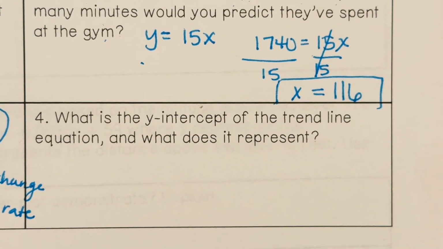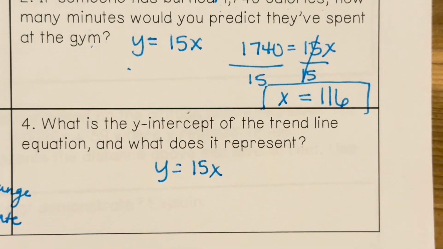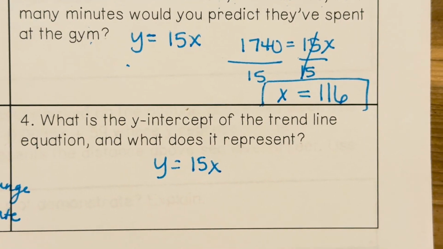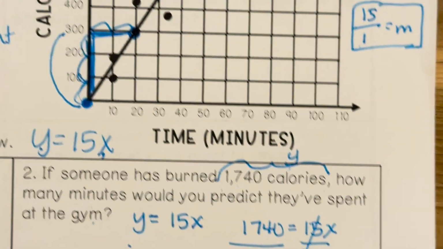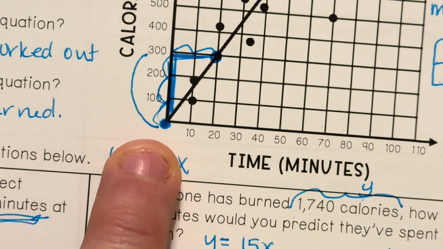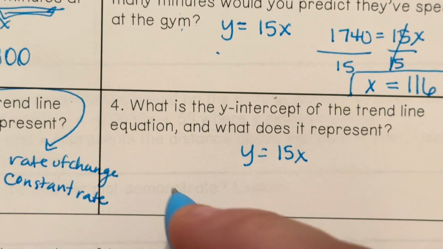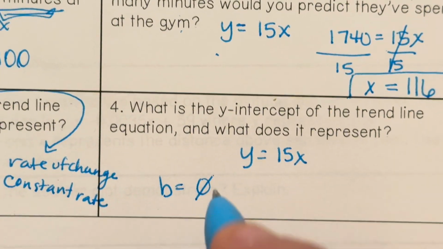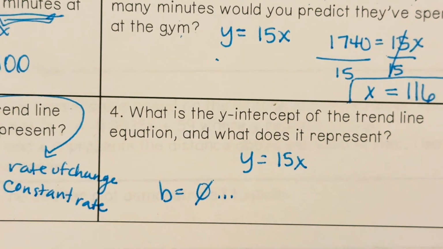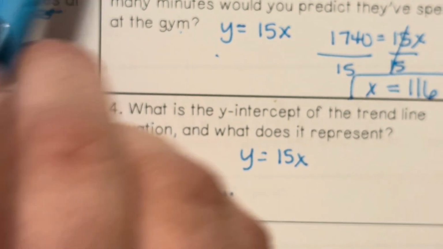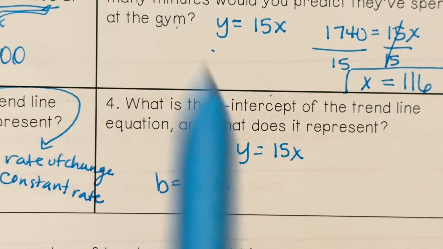All right, let's look over here. So again, y equals 15x. The question says, what is the y-intercept of the trend line equation, and what does it represent? Now, if we look back up at our problem, we found out that our y-intercept was at 0, 0, right? So the y-intercept for this trend line, b equals 0. The y-intercept is 0. Now, what does that mean? If I have 0 minutes and 0 calories, that's what my 0, 0 means, right? 0 minutes and 0 calories.